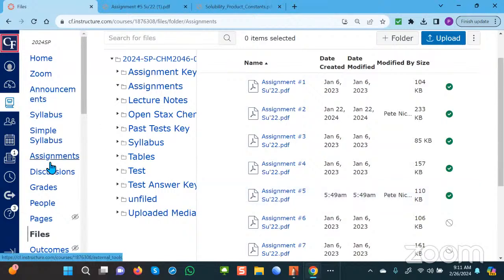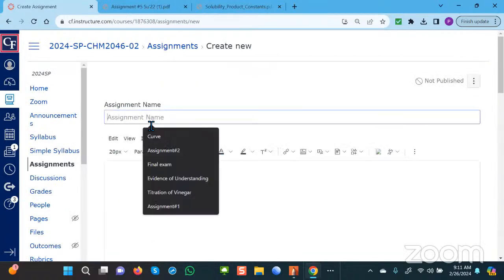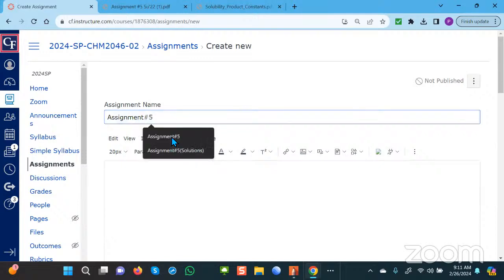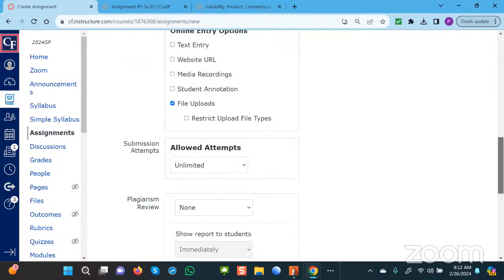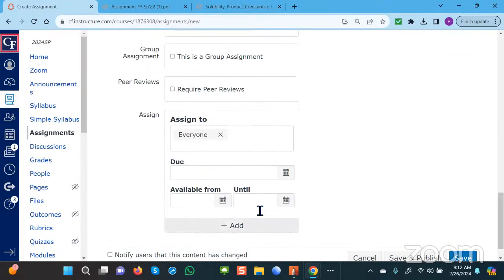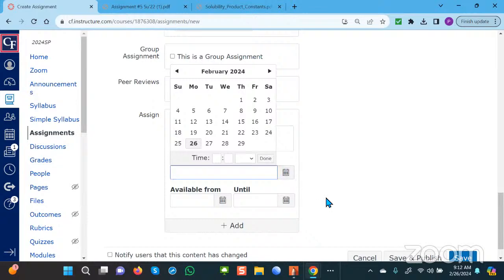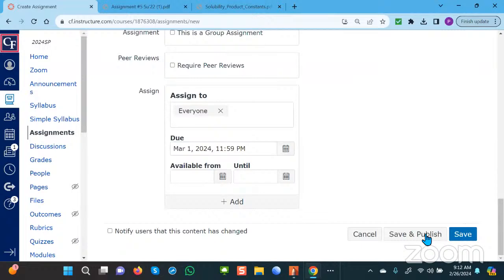In fact, let me see if I can put a deadline to that one. Knowing me, I'll forget to do so. So let me do so now. For assignment number 5, I'll let that be due on the 1st, which is Friday coming. All right. So I've just opened up a Dropbox for that one.